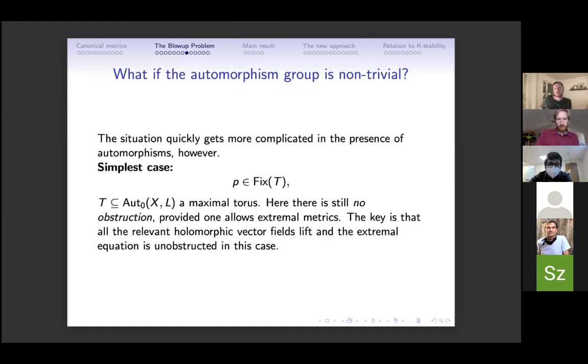And the key really to understanding why there's no obstruction in this case is that all of this action of the maximal torus lifts in this case. So all the relevant holomorphic vector fields will lift, and the extremal equation is then unobstructed at the linearized level in this case.